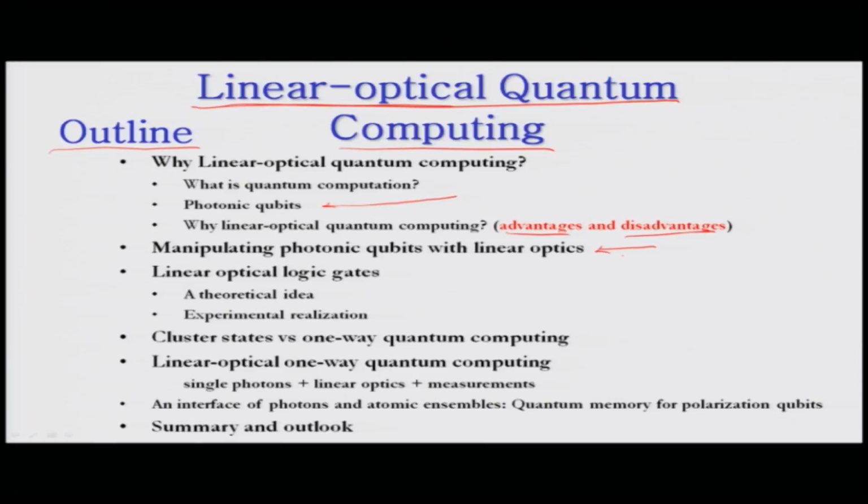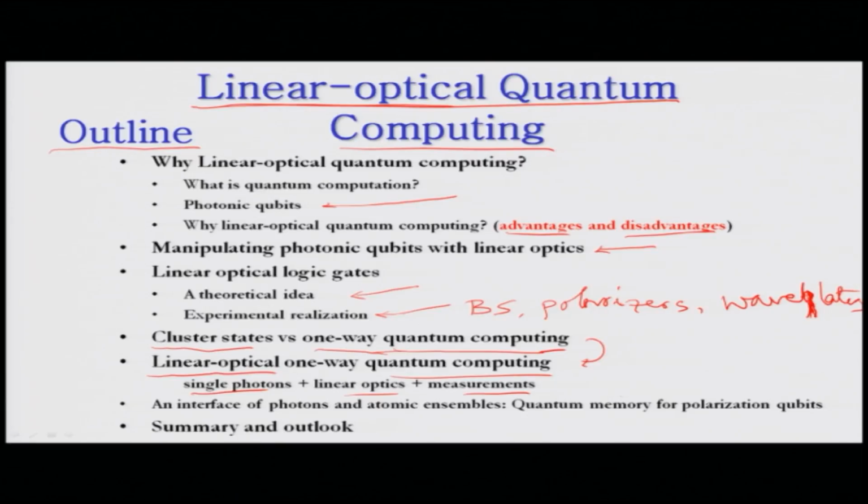We could also take advantage of photonic qubits with linear optics in this process, and the linear optical logic gates initially started off as a theoretical idea, but have been put into experimental realizations by using beam splitters, polarizers, and wave plates. There are also approaches which are cluster versus one way quantum computing. I do not know if we will be getting into these areas, because demonstrations of these are still very sparse, but these are different ideas. Once again, linear optical one way quantum computing has been developed as a result of this understanding, which uses single photons, linear optics, as well as their measurements, and the interface of photons and atomic ensembles has been used for quantum memory for polarization qubits, and we will finally look at their summary and outlook as we go along in this direction.